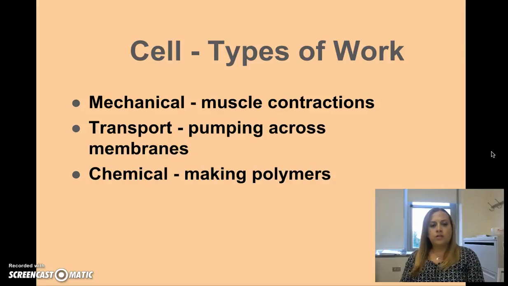So we talk about energy and we talk about how it's necessary for work. And it's easy to picture what work is for us, but what is work for a cell? And so it can be mechanical. So an example would be muscle contractions. It can be transport. We already talked about active transport and that you need energy to pump certain things across cell membranes. We also talked about making polymers, and so that is a chemical type of work that a cell needs energy for.